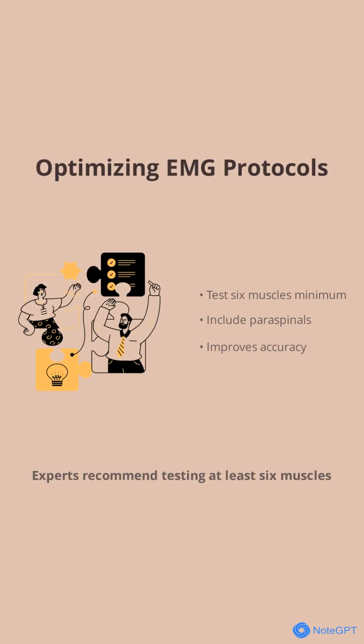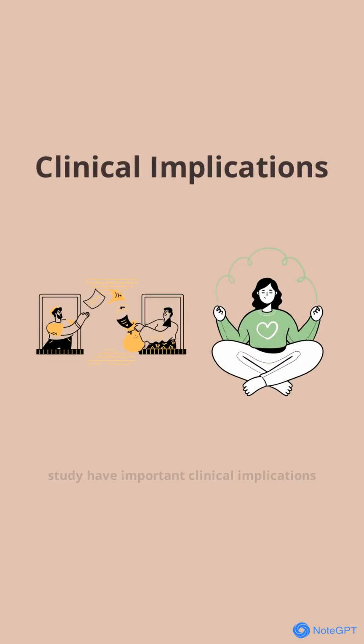Experts recommend testing at least 6 muscles, including 1 paraspinal, for both cervical and lumbar radiculopathy. This approach maximizes the chances of detecting nerve root involvement and reduces the risk of missing subtle cases. The study supports this recommendation, noting that broader muscle testing improves diagnostic accuracy and helps differentiate radiculopathy from other neuromuscular disorders. Findings of this study have important clinical implications.